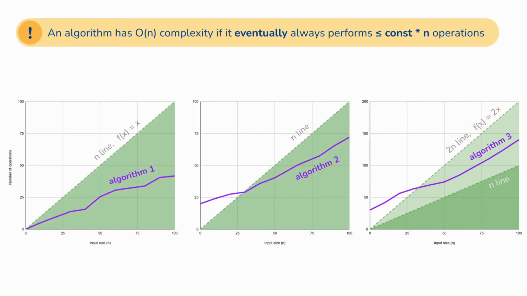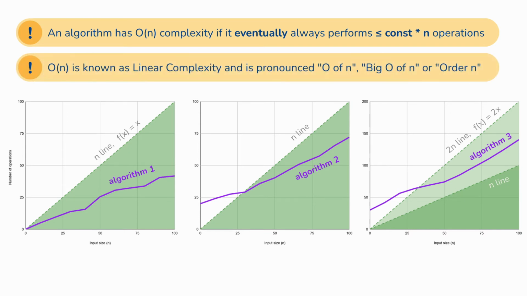As long as we can find this linear function, const times n, which provides an upper bound for the number of operations executed by our program, we can say that it has a big O n complexity. Because of this linear upper bound, big O n is also known as linear complexity. Next, we'll look at a few examples of big O n complexity that you might encounter in practice.